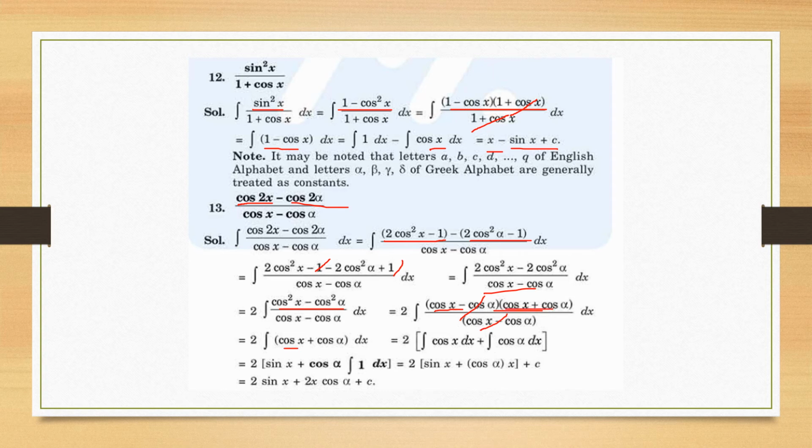So what happens, this cancels, and now this is simple to integrate. Integral of cos x is sin x, and this 2. Now cos alpha is constant, remember one thing, because we are integrating with respect to x. So cos alpha is there, so it is integral of 1 dx, which is 2 times sin x plus cos alpha into x. Integral of 1 is x plus c. So this is the required answer.